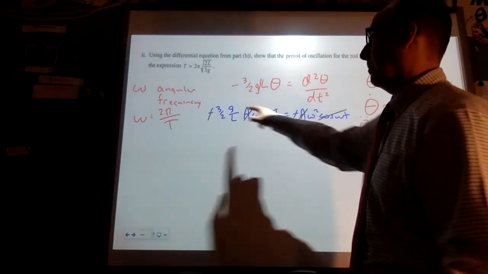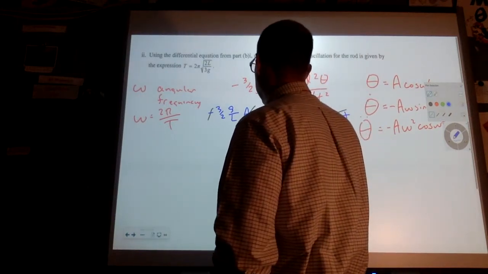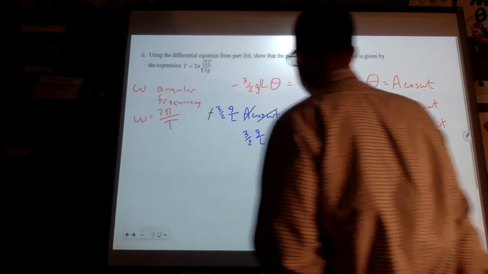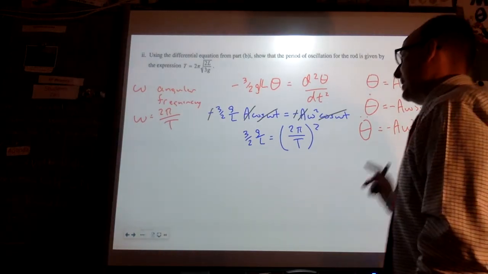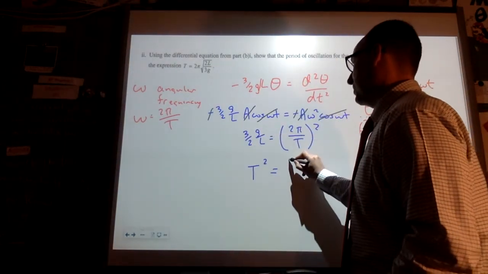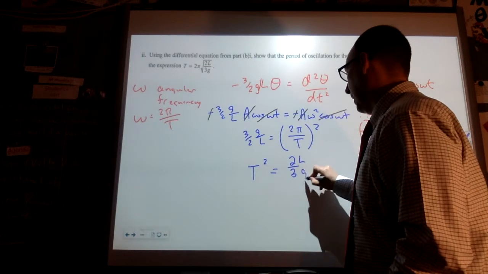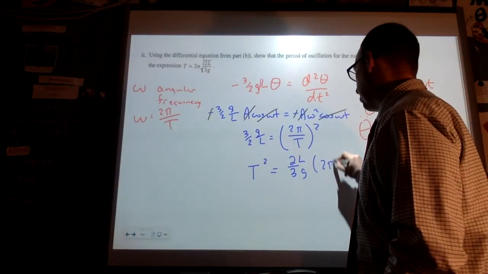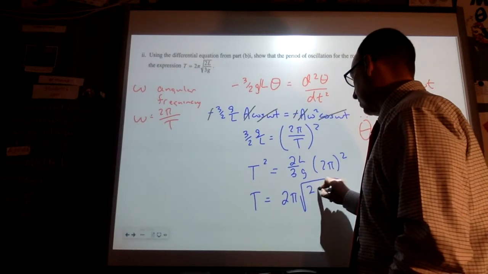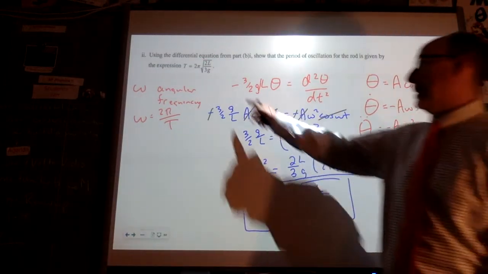All right, and for omega, I'm going to plug in 2 pi over T. So now I have 3/2 g over L is equal to 2 pi over T squared. So I want to get T to the other side. So I'm going to have T squared over here, and then I'm going to get this stuff to the other side. So I'm going to have 2/3 L over g, and I'm going to have my 2 pi squared. And then I'm going to square root both sides. So I'm going to end up with 2 pi square root of 2L over 3g. And that is what the answer is.